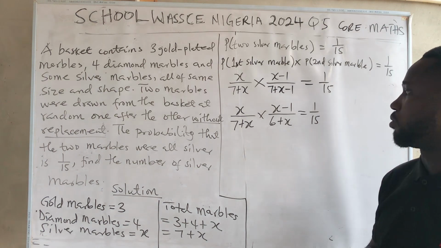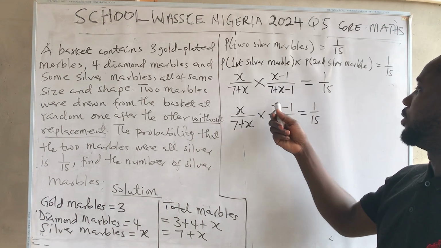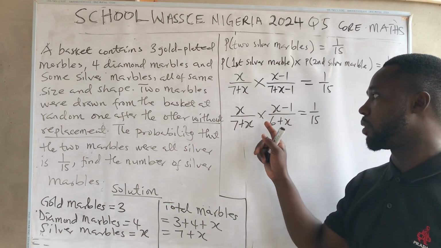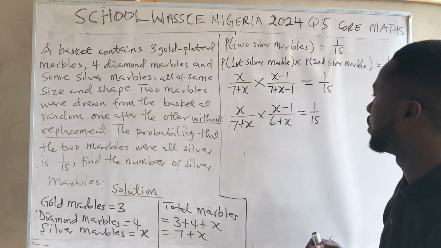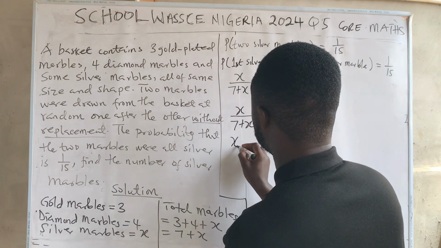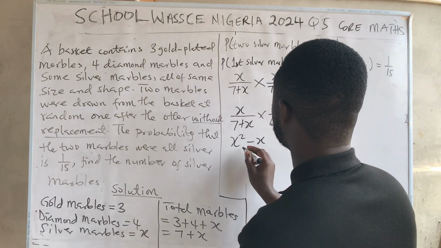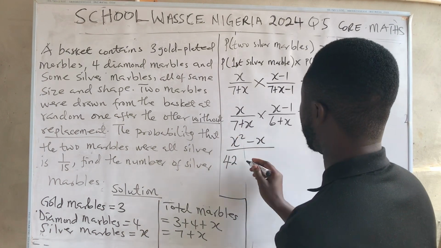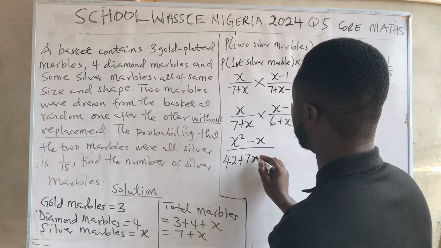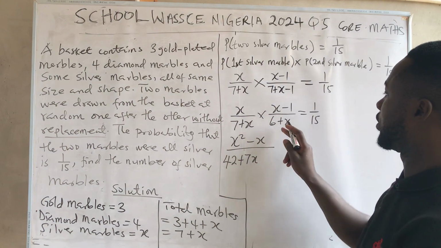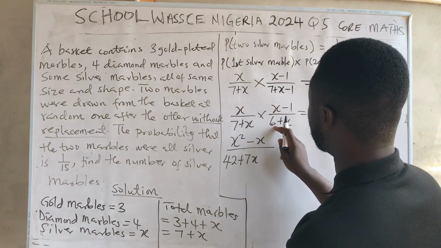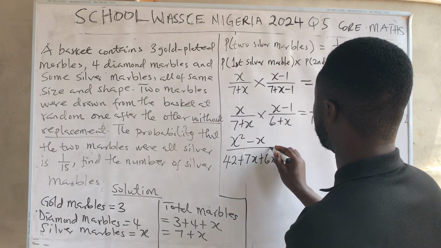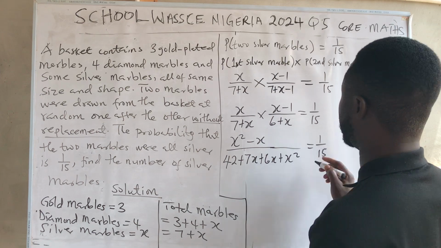Alright, so what we are going to do is to multiply the numerator by the numerator and the denominator by the denominator. Please don't go and cross multiply because here it is not an equation yet. Take note. So X times X gives us X squared, X times minus 1 gives us minus X, over, then we do 7 by 6, that is 42, 7 by X, that will give us 7X, then the X by 6 will give us 6X, then X by X will give us X squared, and that will be equal to 1 over 15.